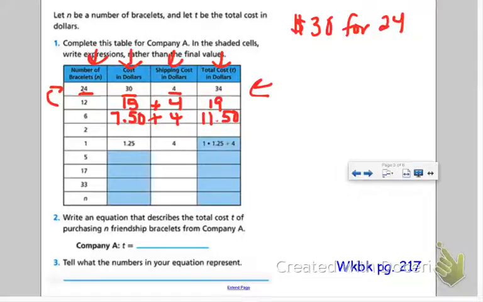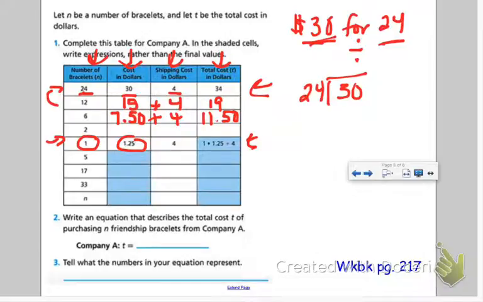Or, if you look carefully, you can see this row has already been completed for us. Did you notice how they said for 1 bracelet, the price is $1.25? 1 bracelet costs $1.25. Well, how did they get that? They found the unit price. We've talked about that before. When you want to find the unit price, you take the cost and you divide it by the number of units. In this case, you could do 30 divided by 24.